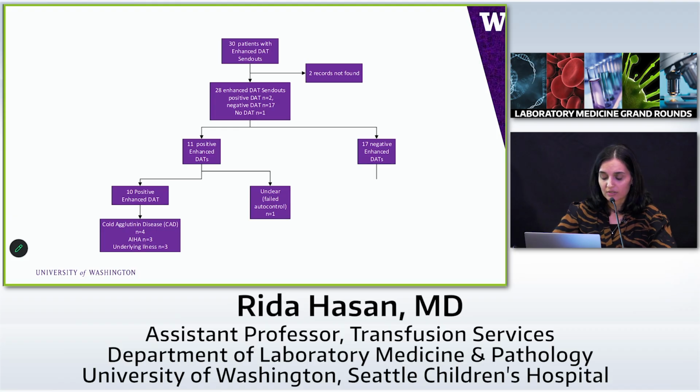And then of the negative DATs, 1 patient actually had a historical cold, so they were still diagnosed with that. 2 patients were diagnosed with DAT negative autoimmune hemolytic anemia, closer to about 3%, which is what was reported in the previous paper. And then 14 patients, they just said, okay, it's not hemolysis, it's due to the patient's underlying disease.